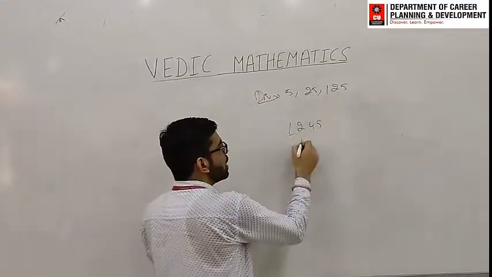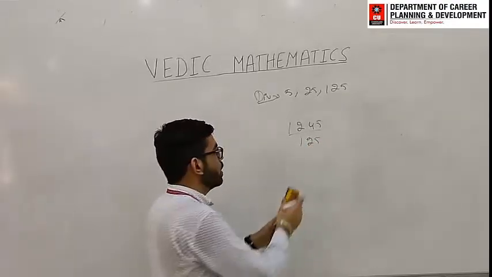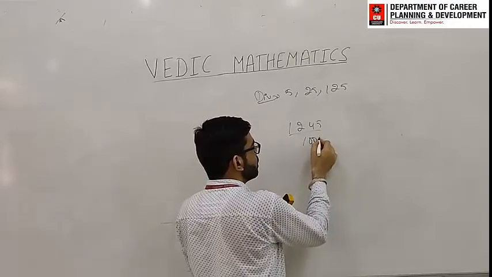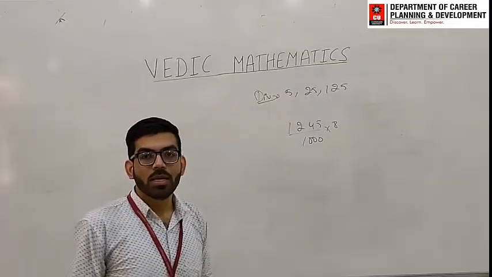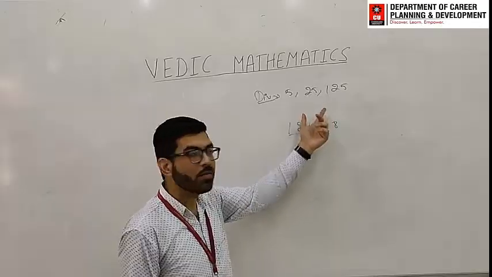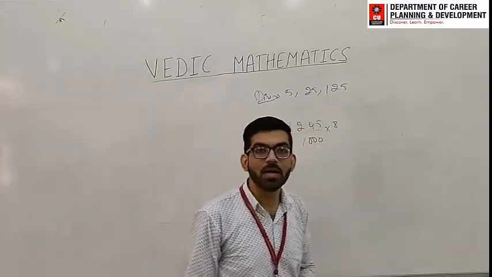Similarly, for 125. Suppose 125 is there, then what we have to do? Instead of 125, we will write it as 1000 by 8. So it is clear everyone that instead of dividing that number by 125, we have to divide that number by 1000 and multiply that number by 8.